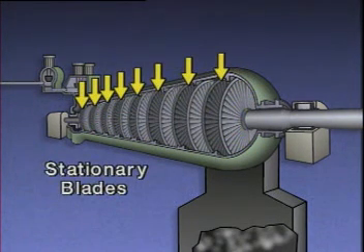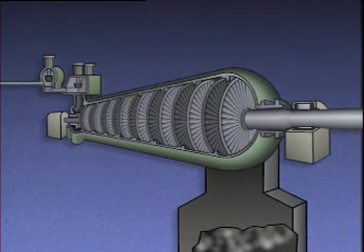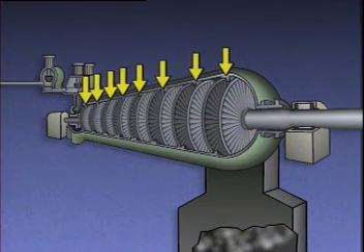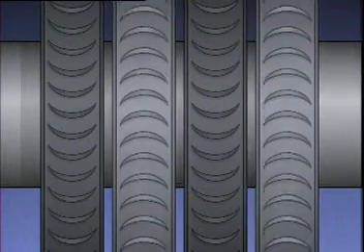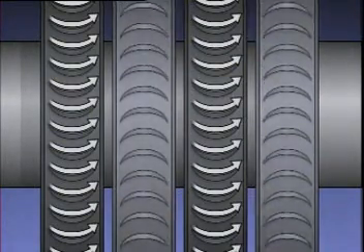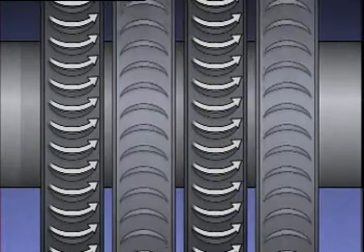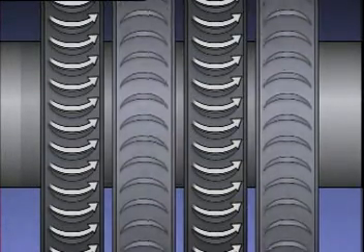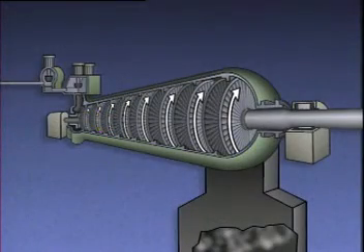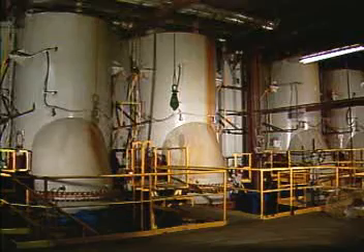Stationary blades, sometimes called diaphragms or nozzles, help direct the steam from one set of rotating blades to the next. The stationary blades look similar to the rotating blades, but they are attached to the turbine casing and they don't move. As the steam passes through the turbine, the stationary blades direct the steam to the rotating blades, causing them to turn. The steam gives up thermal energy or heat and pressure. The rotating blades cause the turbine shaft to spin, and that turns the generator.